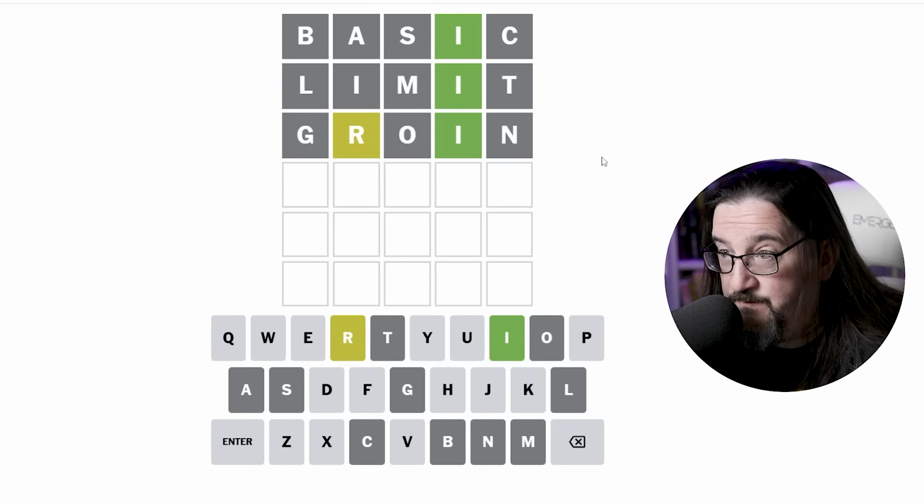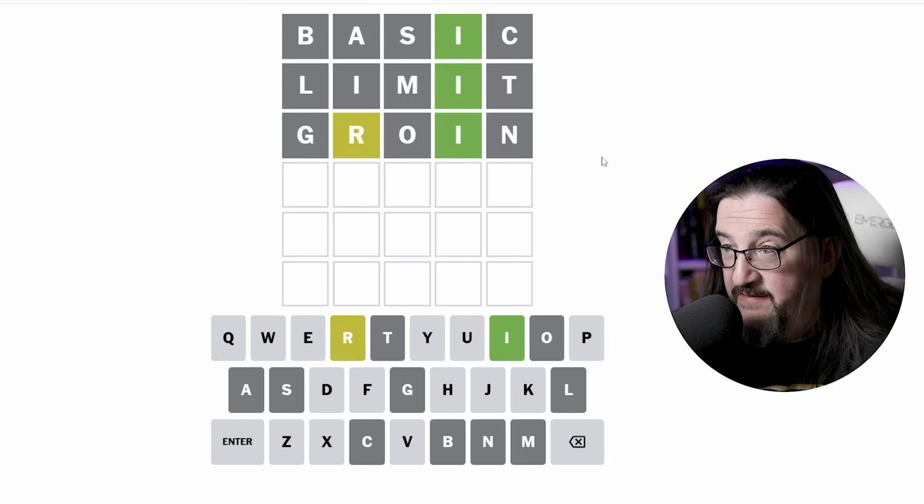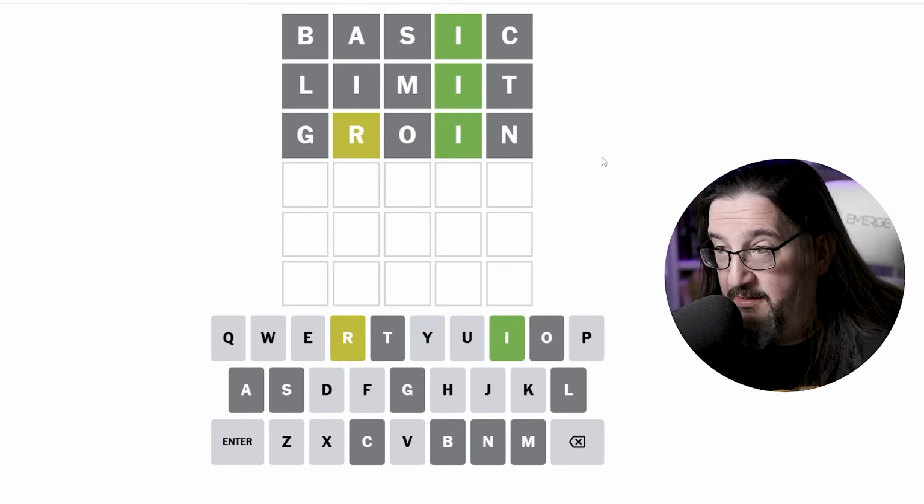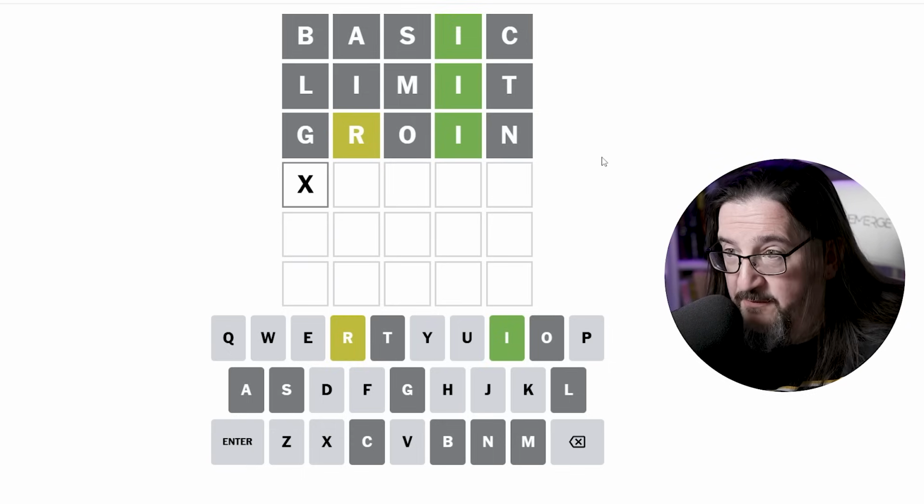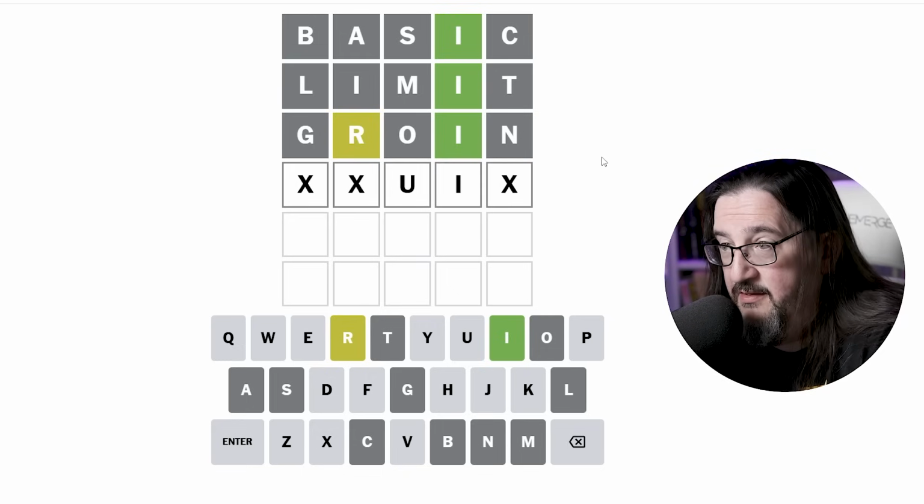So that leads me to believe that we were looking for U. Now, before we look at the R, if I put the UI here, again, back to DRUID.